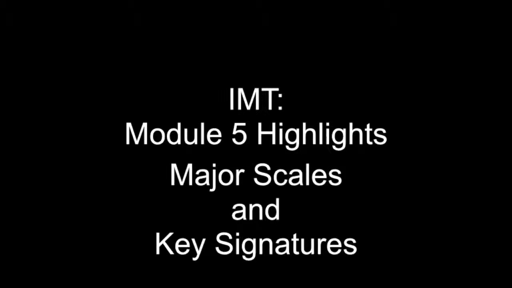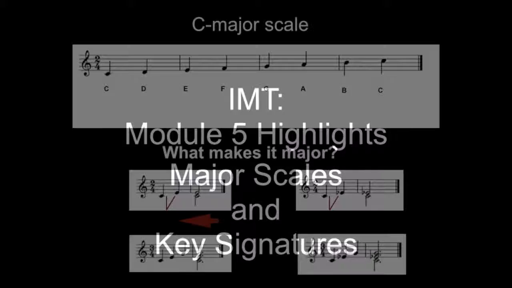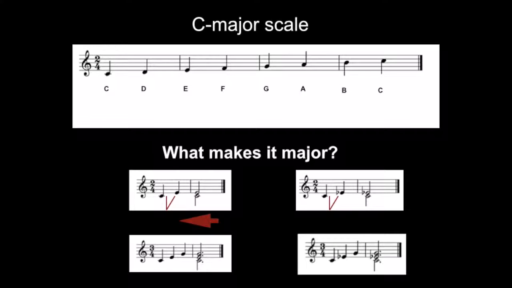Introduction to Music Theory Module 5 Highlights. This module takes us to a new, more complex area than any previous material: structure of a major scale, the circle of fifths, and key signatures.